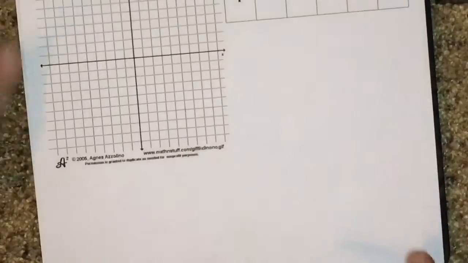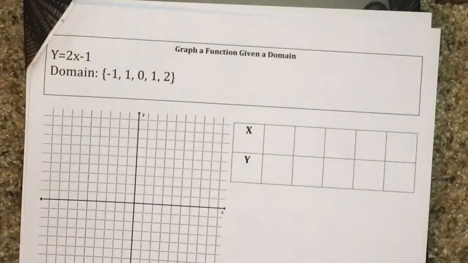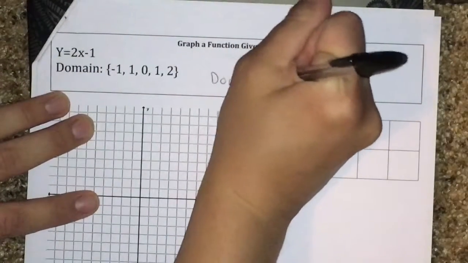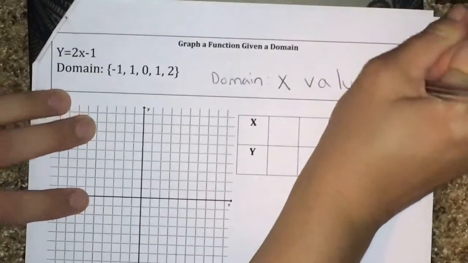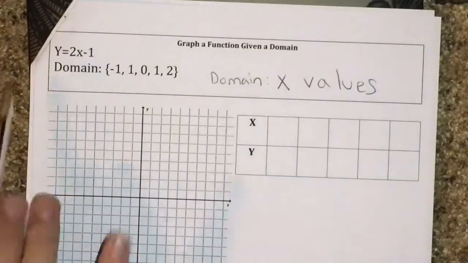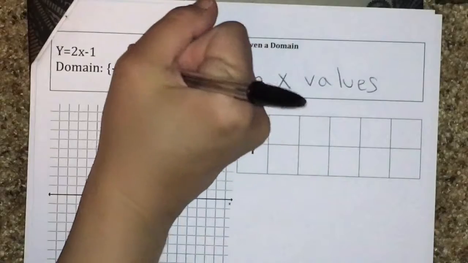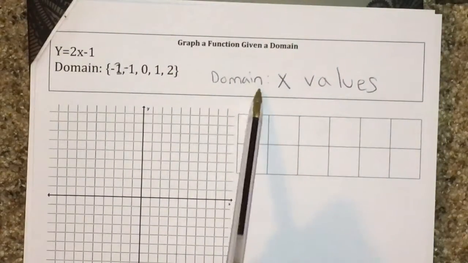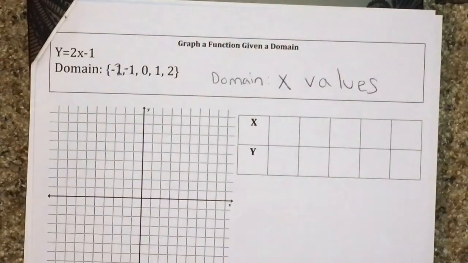Okay, graphing a function with a given domain. So some of this is a little bit of review, but remember that domain is the same thing as our x values. So we have a function, y equals 2x minus 1, and we have a domain, which this should actually be -2, -1. We have a domain. They give us the x values that they want us to plug into the function.